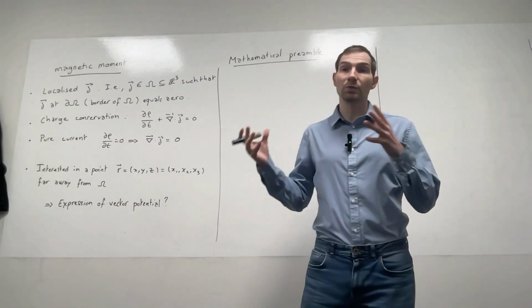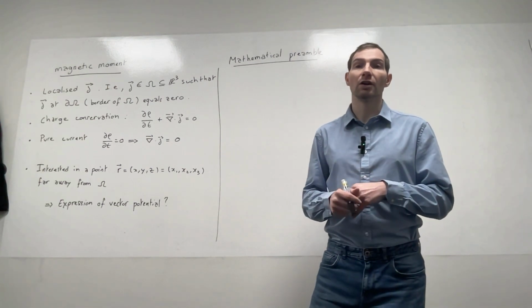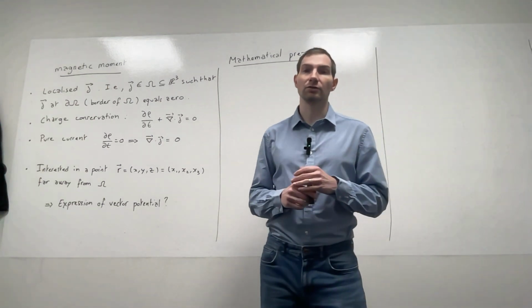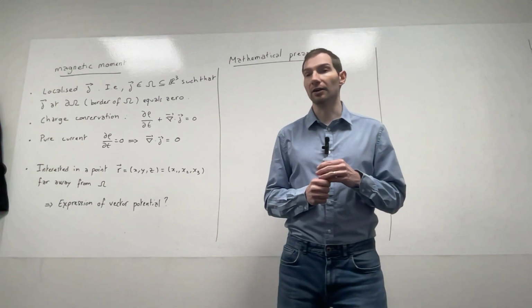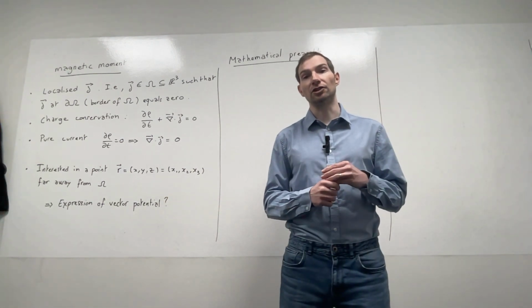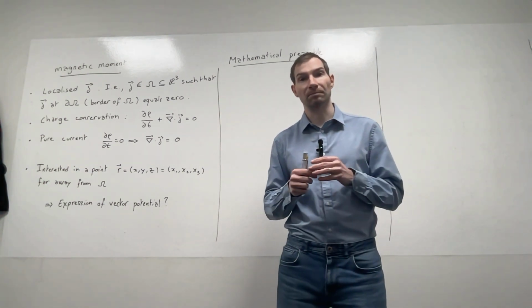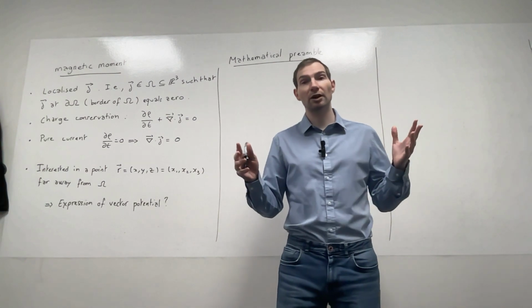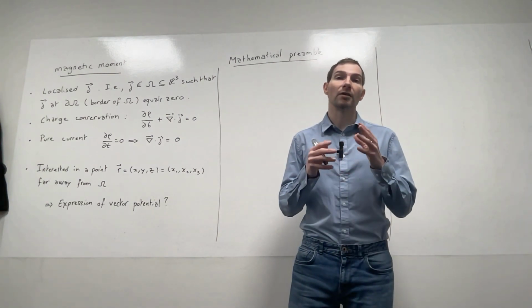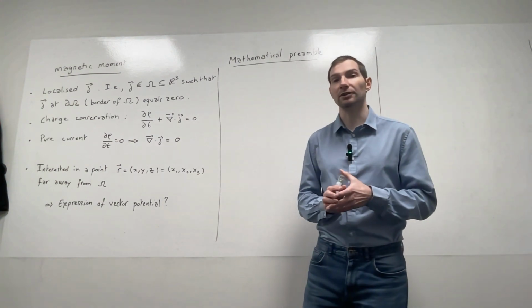Once we are done with this preamble, we'll move on, quite quickly in a sense, to determine the expression for the vector potential that is generated by a localized charge current density. Okay, so that's the program. There's quite a lot to cover. Hopefully it's going to be less than half an hour, and we'll see how that goes.